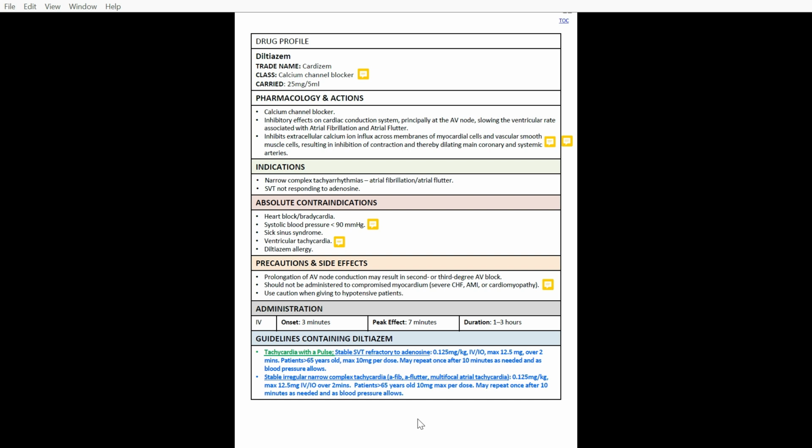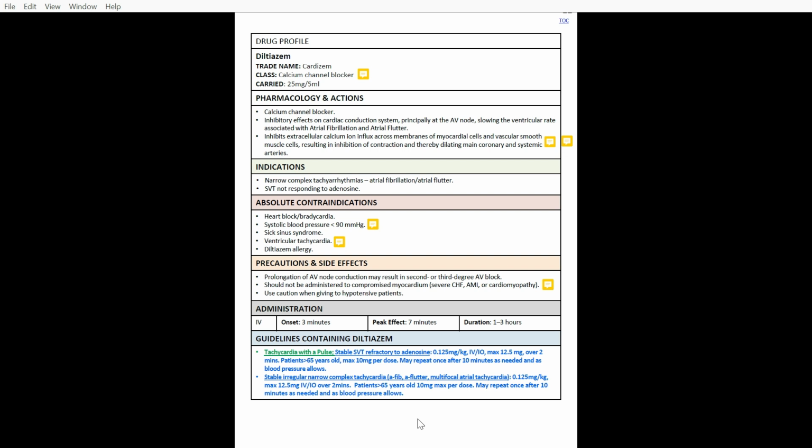And then the other indication for this drug is SVT that isn't responding to our adenosine administration. Just remember, with SVT, our initial drug of choice is adenosine, but if that isn't effective, our next option is diltiazem.